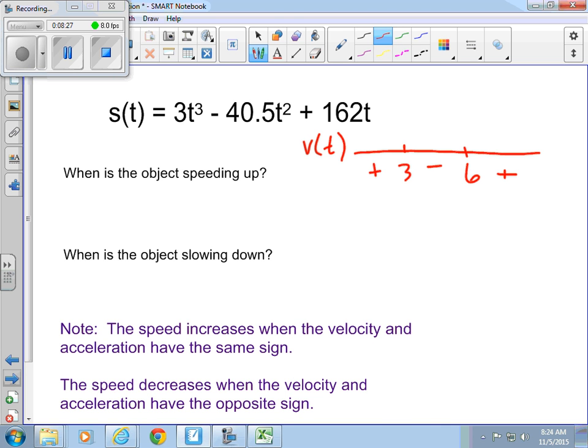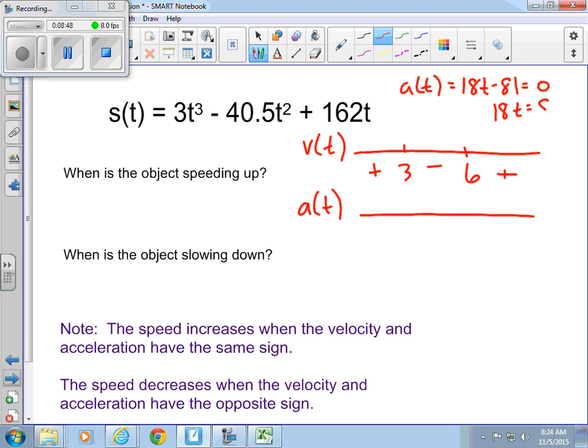But I'm also going to make an acceleration sign chart, and I'm going to compare the two. What was my acceleration function? 18t minus 81. So I'm going to make an acceleration sign chart. Add the 81 to both sides, divide by 18, and that is 4.5.